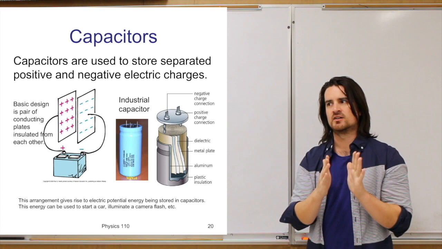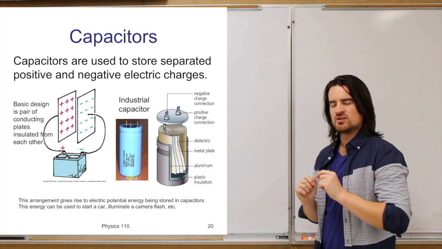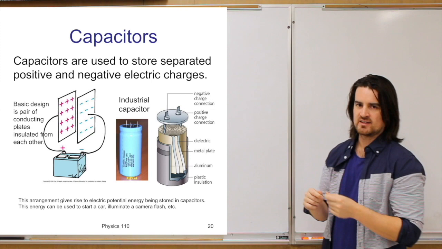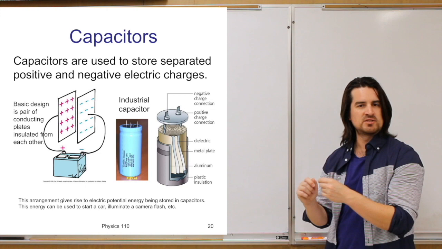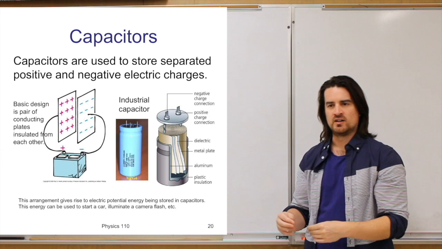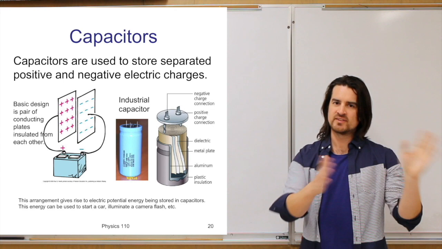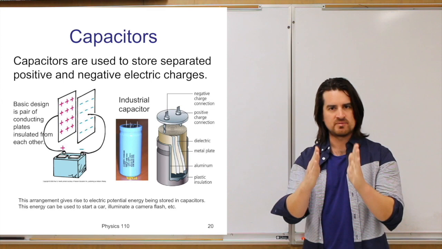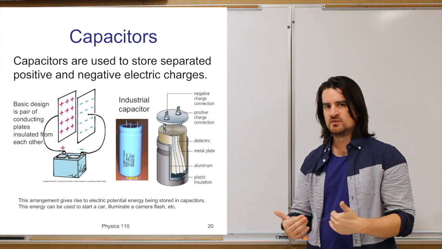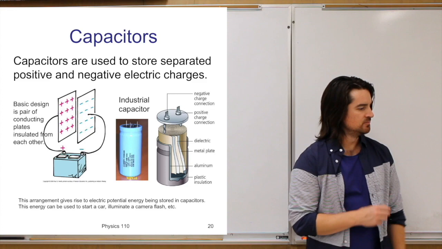Once I've disconnected from the battery, I can take the wires connected to the positive and negative plates and connect them to a light bulb, and that electrical potential energy could then become radiative energy, where you light up the light bulb. I can't say too much right now because we haven't talked about circuits and current yet. That's the next lecture. But the basis is that charge separation on the plates of a capacitor means there's electrical potential energy there, and that energy can then be used to do something. Okay, so that is all I have for electrostatics.